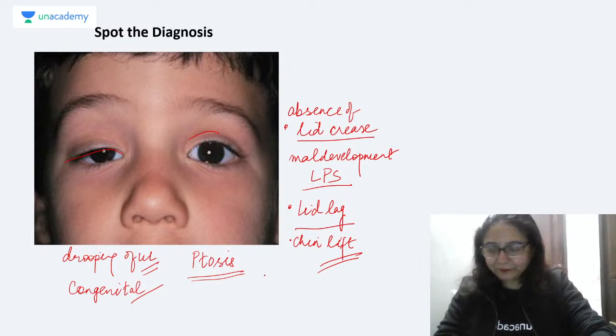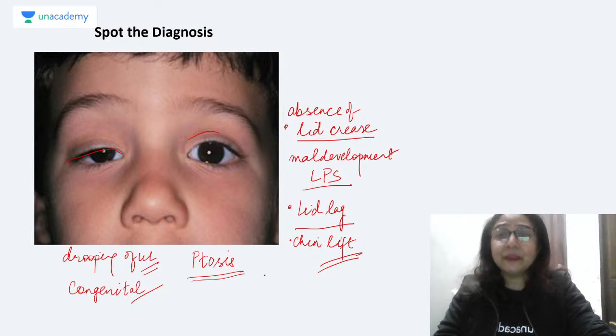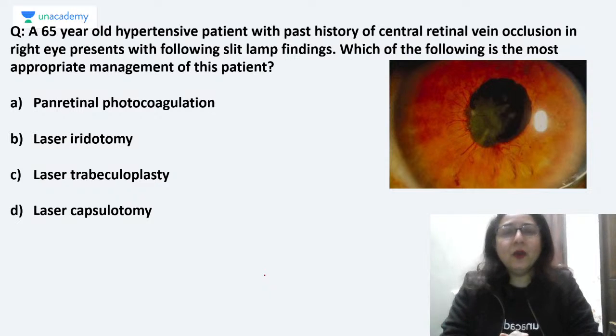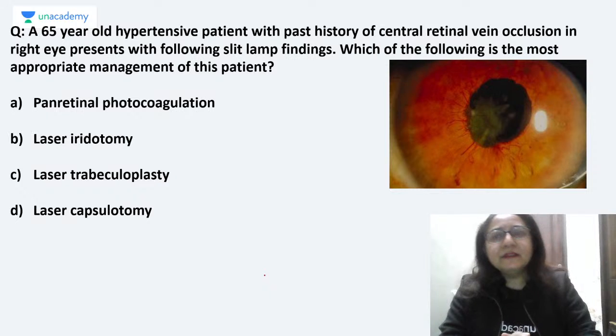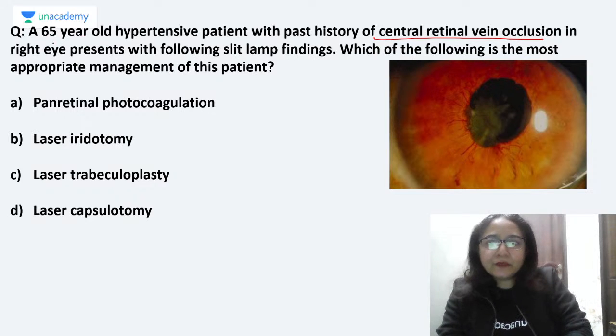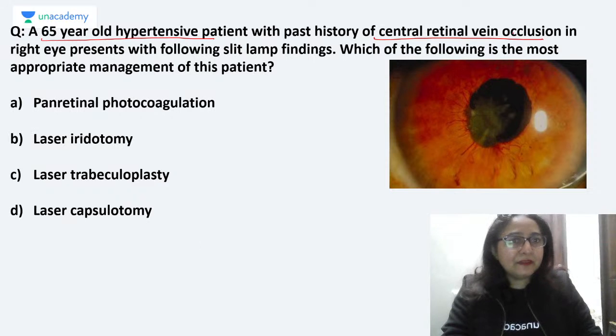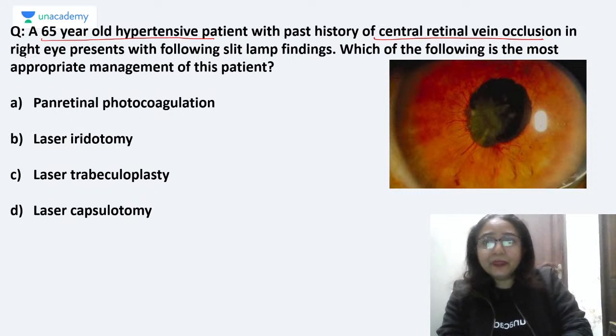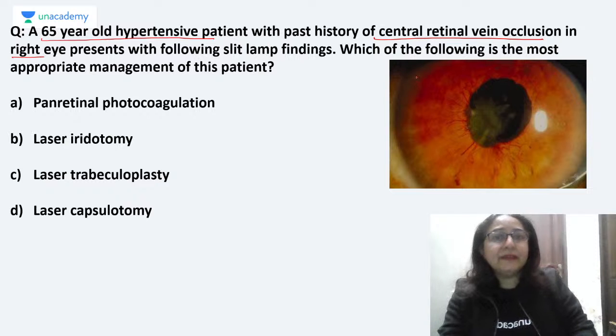Okay. So these questions, they can come as image-based questions. Okay. Let's move ahead to another case scenario. Okay. Let's read the statement. A 65-year-old hypertensive patient with past history of central retinal vein occlusion. Okay. So what are the positive points? An elderly patient with hypertension, past history of central retinal vein occlusion in right eye, is now presenting with following slit lamp finding.